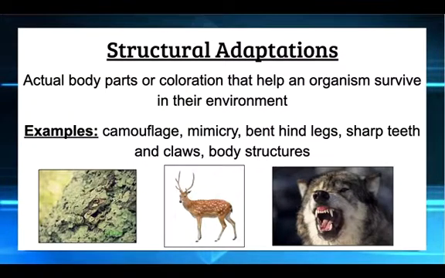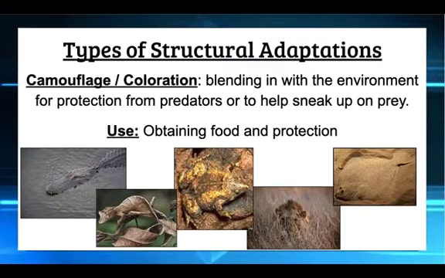Structural adaptations are going to be the actual body parts or coloration that help an organism to survive in their environment. Some examples of this include camouflage, mimicry, bent hind legs, sharp teeth and claws, and body structures. When we look deeper into camouflage or coloration, it basically means blending in with the environment for protection from predators, or it's predators that want to blend in so that they can sneak up on their prey. The main use of this is that they can obtain food and protection.